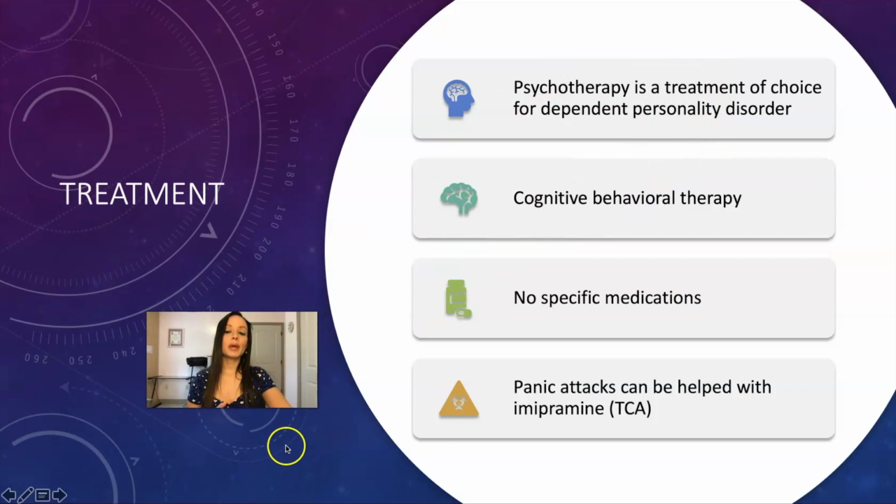So treatment for dependent personality disorder. Psychotherapy is treatment of choice. Cognitive behavioral therapy. There's really no specific medications.